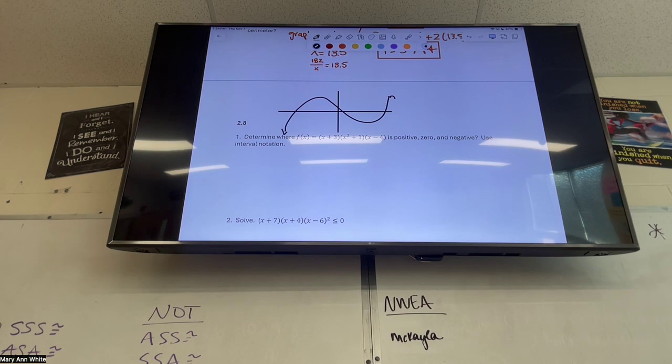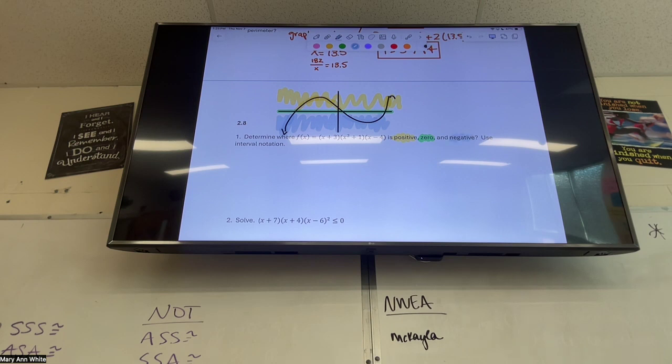Zero, not just the origin, but the points where it crosses the x-axis. Good. So zero is where we cross the x-axis. Actually, let me make that green. I like that color green. Positive is above x and negative is below. Good. Positive is above x, so everything up here is positive, specifically these sections right there and this section right here. And then negative is everything below, specifically this part and this part.